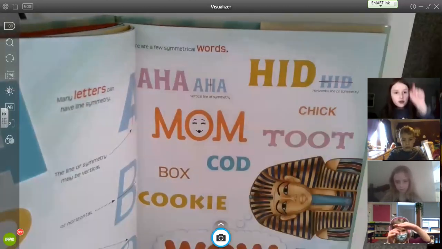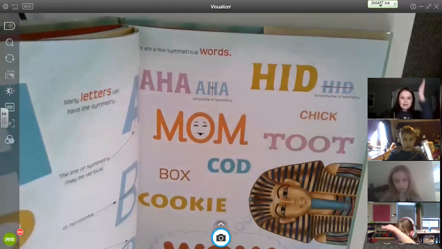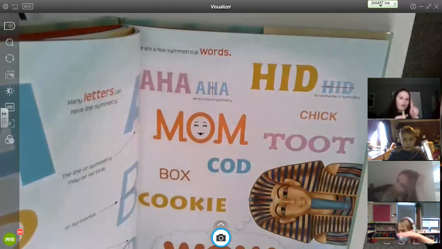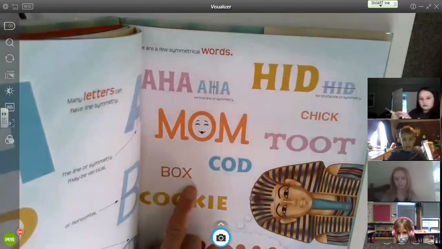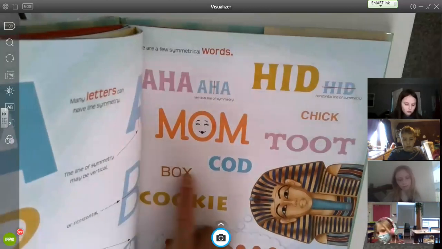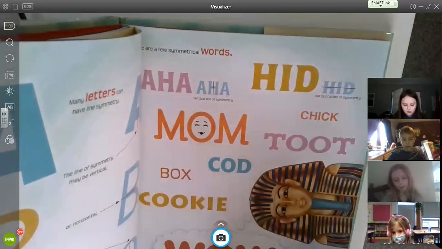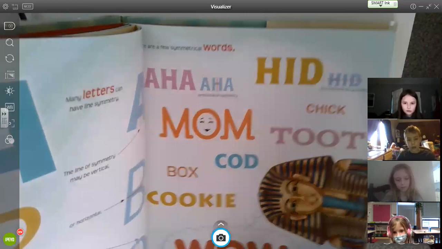What about box? Show me. Lucas, which way for box? Show me. Honestly, look, what would happen if I cut this vertical? That B is going to match with the X? No, you got to go horizontal. All right. Even King Tut has a line of symmetry.